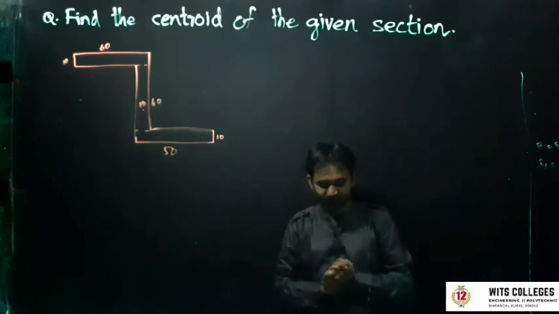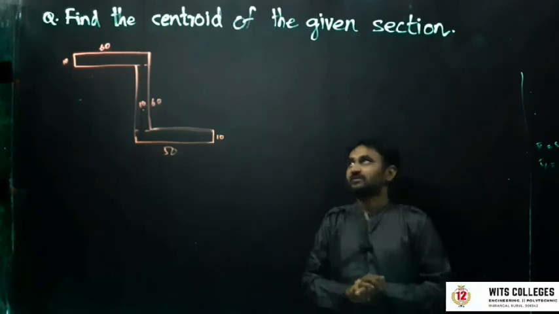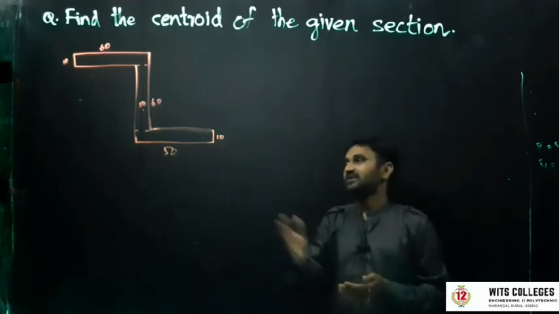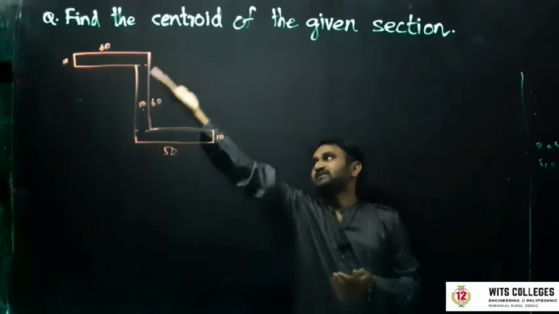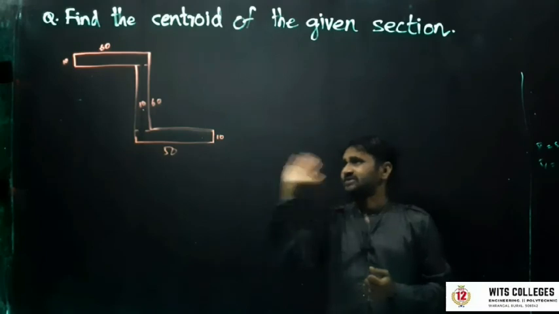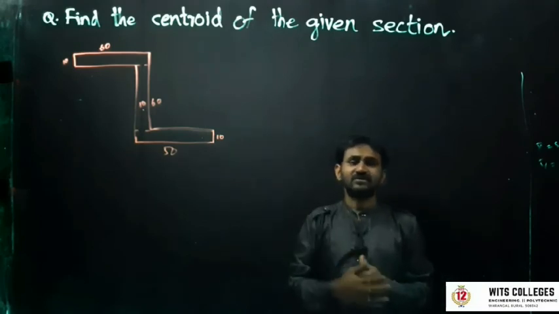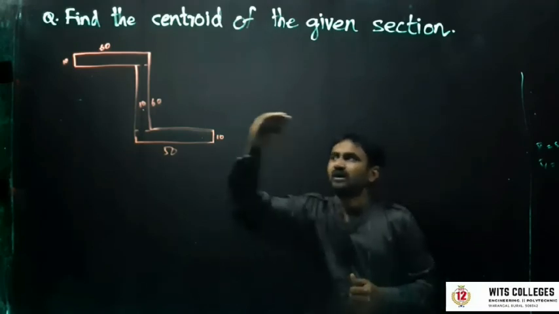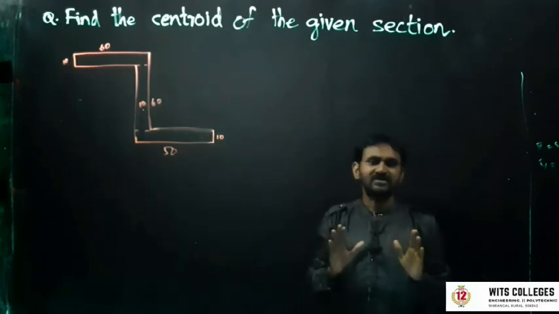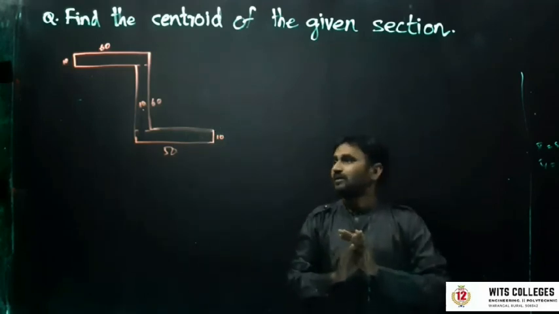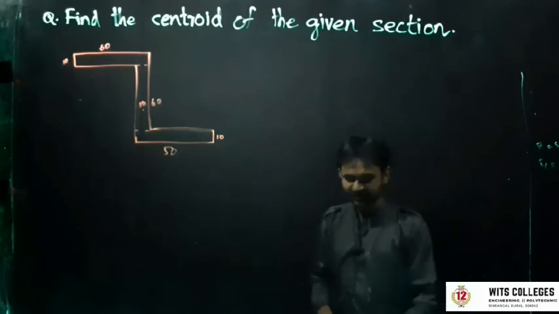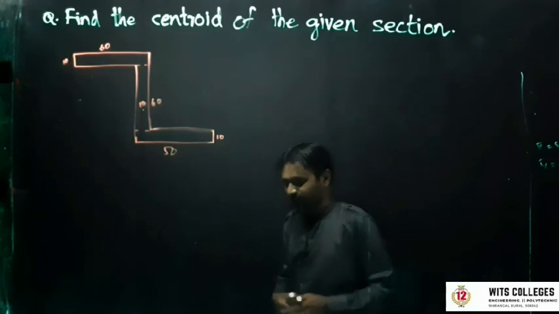Last classes we have seen T section, L section, I section, and flanged I sections. In today's class, we are going to see Z section. Find the centroid of the given section. The section is Z section where 50, 10, 60, 10, 60, 10 is given. According to this section, it is a non-symmetrical section. It means when you cut it horizontally or vertically, in both directions these are non-symmetrical sections. So let's find the centroid of this non-symmetrical section.